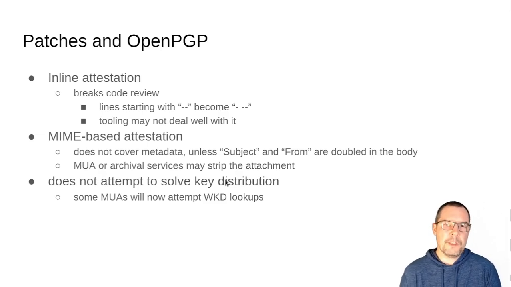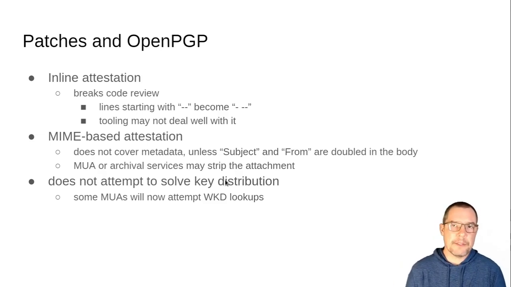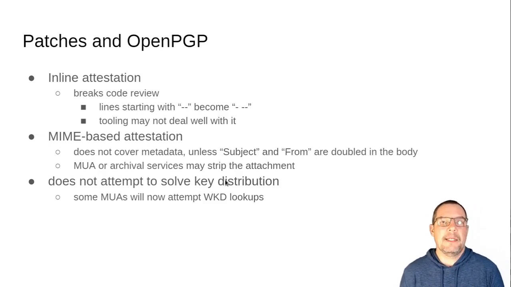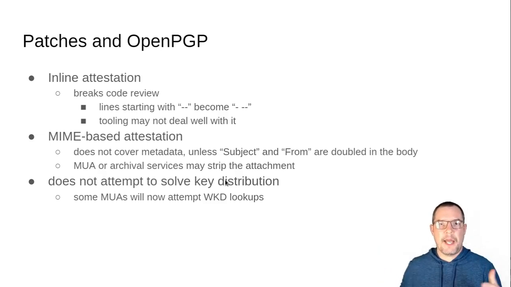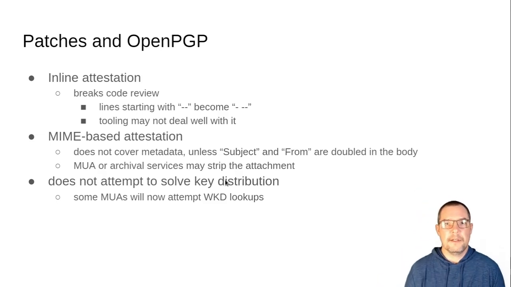So patches on OpenPGP. Can we use current OpenPGP standards for signing and verifying patches? Well, yes, but nobody does it because there are important problems with it. One, it breaks code review. If you use the inline attestation, I think you've seen some of that. There's going to be dash, dash, dash, begin PGP signed message, dash, dash, dash, then the body of the patch, then there is dash, dash, dash, begin signature, and then there is the base64 encoded signature at the very end of the message.